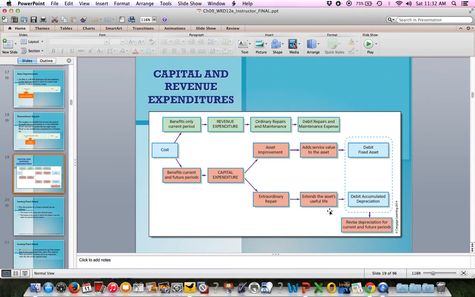There's two kinds here. Asset improvement, like the hydraulic lift added to the truck, adds service value to the asset: debit fixed asset, and then we'll depreciate that over the useful life. For a capital expenditure that's an extraordinary repair, like our forklift engine overhaul, it extends the useful life of the asset. We then debit accumulated depreciation, and we revise both current and future depreciation. So we'd basically say now we've got more useful life out of that forklift. We have to depreciate that extra cost of the overhaul over its useful life.